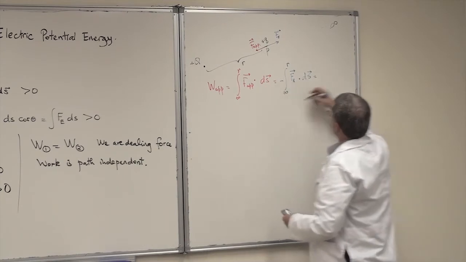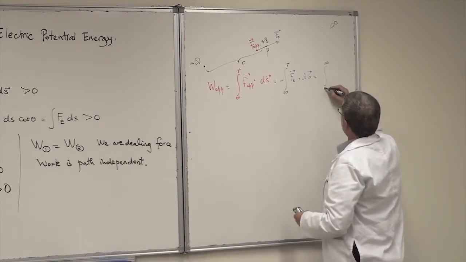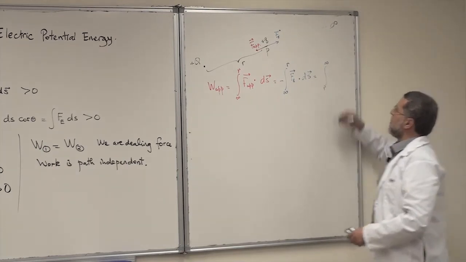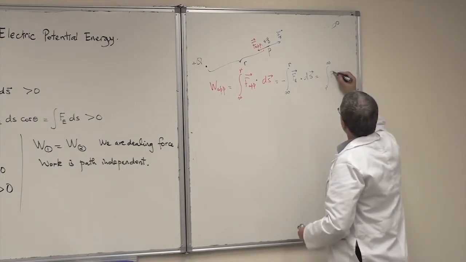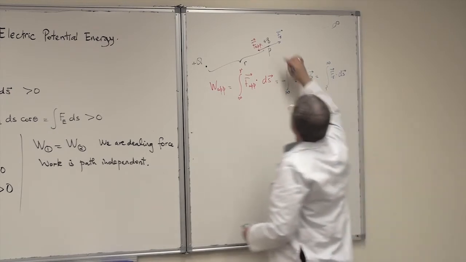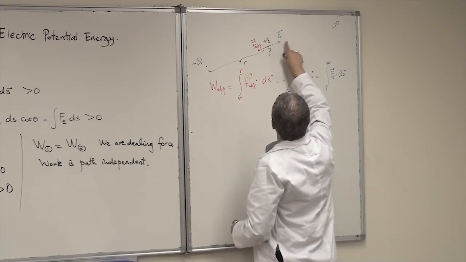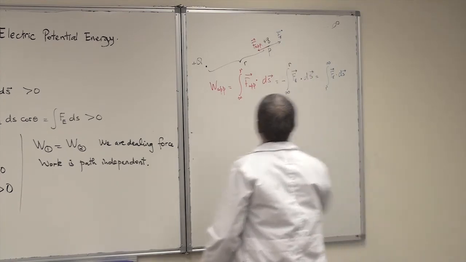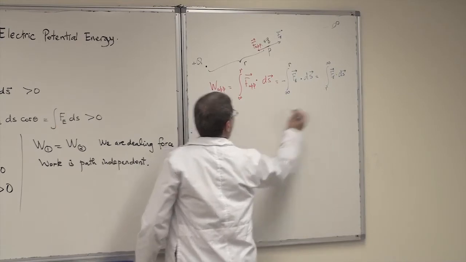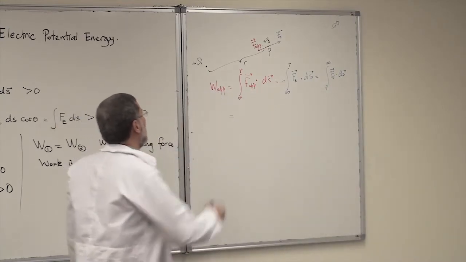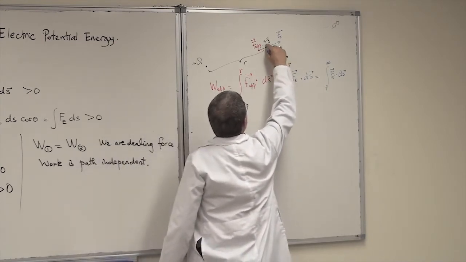So I'm going to remove this sign here and invert the two positions here. So F_E dot what? Dot ds. Now ds is in this direction. Be careful. And F_E is in this direction. You have to be very careful here. Now, what is F_E in this case? What is the electric force on this charge plus q?